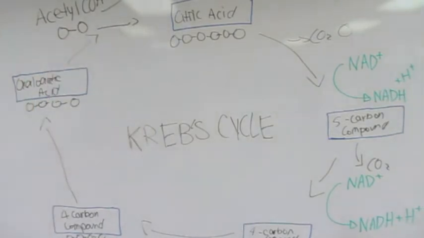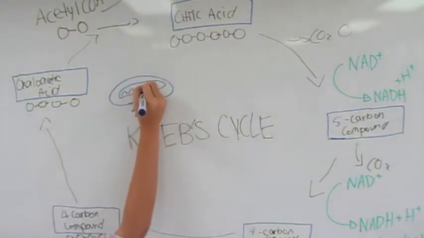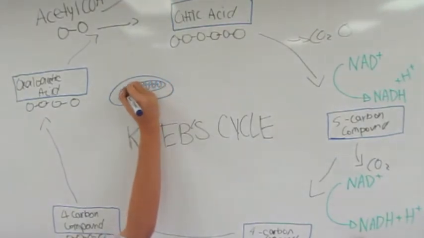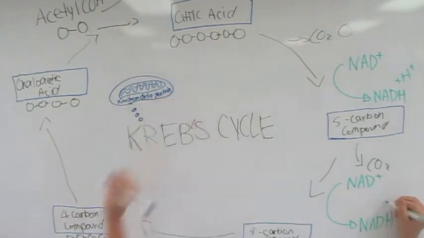To sum it up, for the Krebs cycle, for one glucose you can get 6 NADH, 2 FADH2, and 2 ATP. The Krebs cycle takes place in the mitochondria matrix.